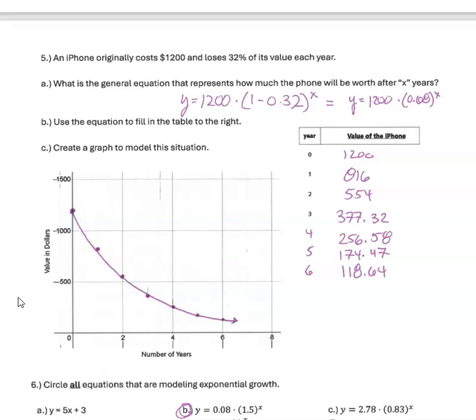Next problem here is talking about an iPhone. It starts at $1,200 and drops by 32% per year. What does that equation look like? You can see that it's y equals 1,200 times 1 minus 0.32 to the x, which is 0.68 to the x. Then you can substitute in your values to find the number of years or the values. And then we graphed it, and you can see that nice curve, which looks like exponential decay. And you can see here that the biggest dollar change is going to be the first year, and then it kind of slows down.